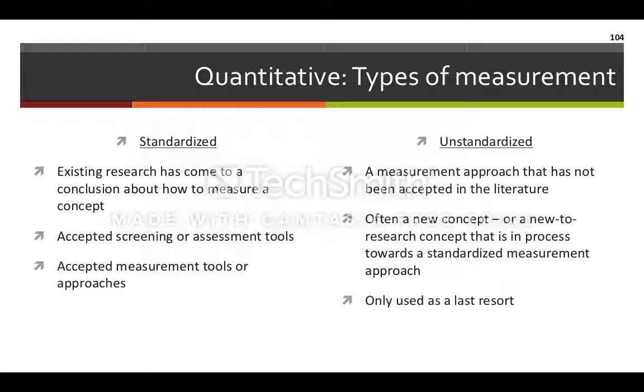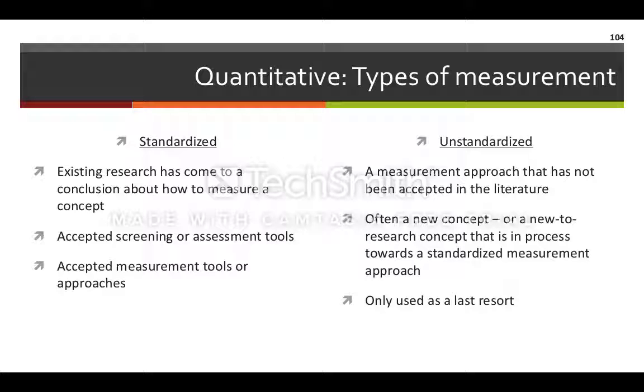The other type of measurement tools is unstandardized measurements or instruments. And so these, just like it sounds, it's a measurement approach that hasn't been accepted in the literature yet. So it either hasn't been studied enough or it just hasn't been used enough. And unstandardized instruments are often about new concepts, or something that researchers are just starting to explore, though it's been around for a long time. The textbook says that unstandardized instruments should be used as a last resort. I disagree with that, and I know many other researchers who also disagree with that, for several reasons.